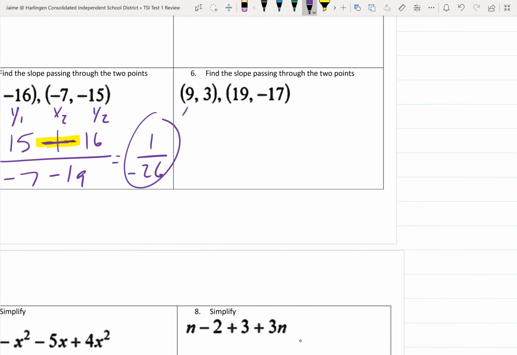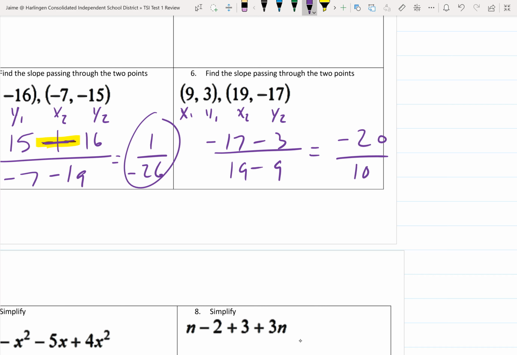The next one here, x1, y1, x2, y2. So it's -17 minus 3 over 19 minus 9. Of course, if you don't know why I'm putting the numbers here, look in the notes for the slope formula. We went over it. -17 minus 3 is -20. 19 minus 9 is 10. Can I reduce -20 over 10? Yes, it gives me a -2.